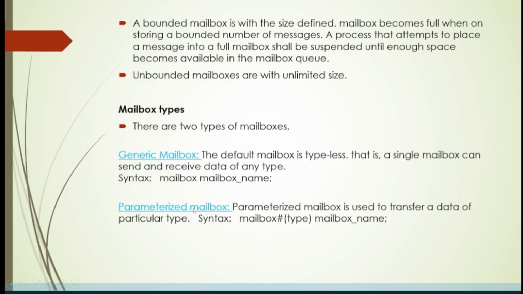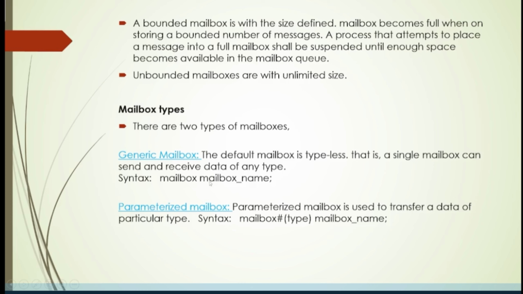But when you are going for a parameterized mailbox, then along with mailbox and mailbox name, in between you will include hash and type. Type means which data type. For example, if you are mentioning it as hash int, then it can send only integers. And if you are mentioning it as hash string, then it can send only string data type information. So hash means parameterized. You already know about the parameters, right? So mailbox, hash, type, and mailbox name. This is the syntax for parameterized mailbox.